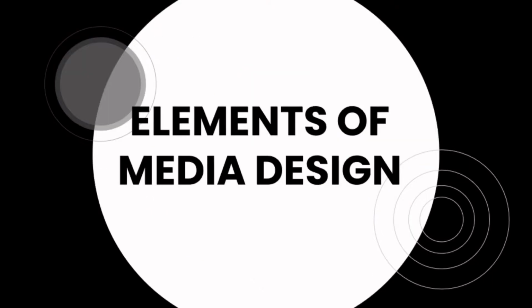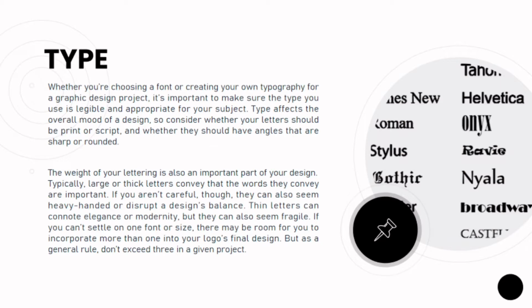Elements of media design. Type. Whether you're choosing a font or creating your own typography for a graphic design project, it is important to make sure the type you use is legible and appropriate for your subject. Type affects the overall mood of a design, so consider whether your letters should be print or script, and whether they should have angles that are sharp or rounded.